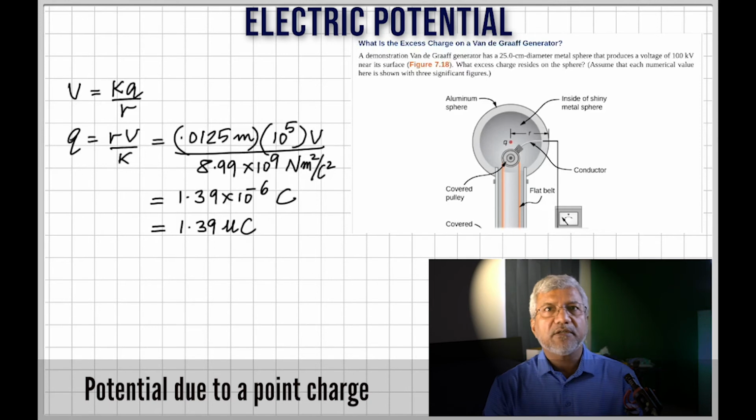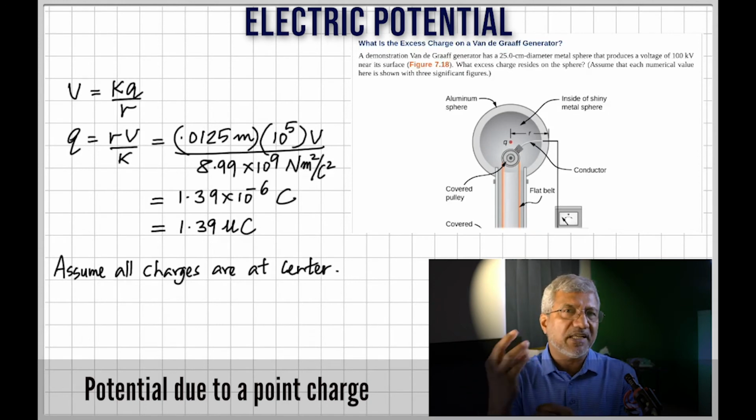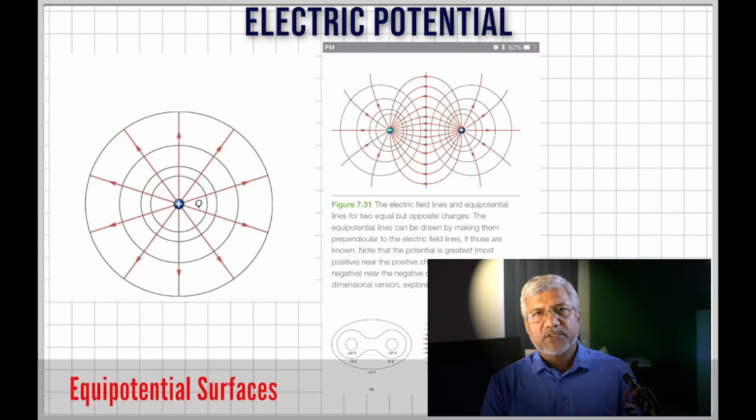To always remember that we have used Gauss's law to assume that although the charges are uniformly spread out on the outside of the surface, we considered all of it to be situated at the center of the sphere. Now let's talk about the concept of equipotential surfaces. The name itself shows that we're talking about surfaces that are at the same voltage, equipotential surfaces.